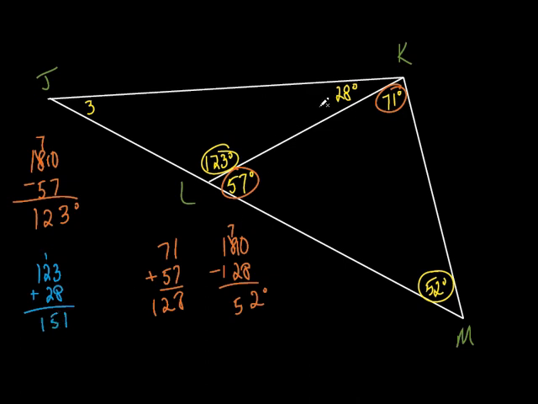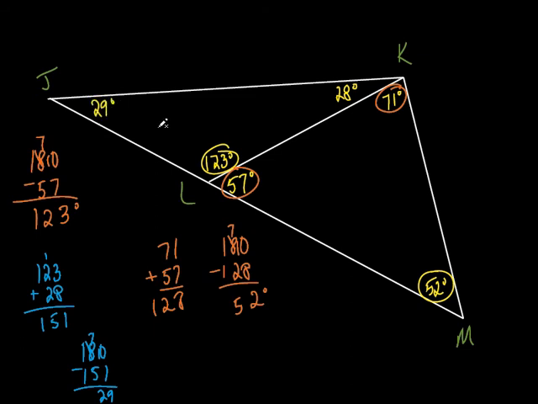Or if you had a calculator, you could just go 180 minus 123 minus 28. If you're using a calculator, that's fine. I don't mind you using a calculator, but that's how you would do that. 180 minus 123 minus 28, and that's going to give you what's left over. Or you could just add these two together, 151, and take 151 away from 180. And so that would be 29 degrees. So this angle right here would be 29 degrees.